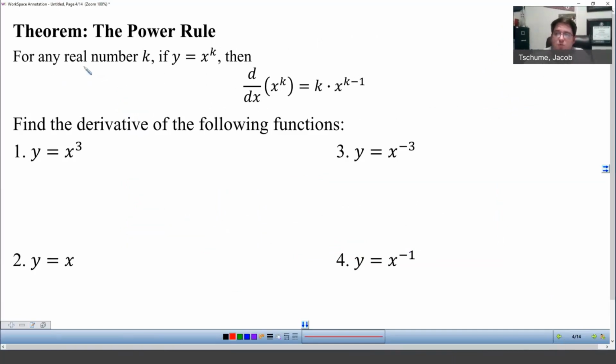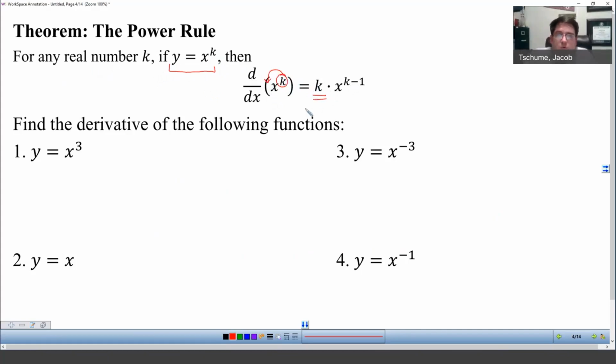It says for any real number k, if you have a function written as y equals x raised to the k, then you can take the derivative of this by doing the following rule. The derivative of x to the k tells us that we can take our power of k and bring it to the front. So that's where this k in the front is coming from. You bring the x over, and then you need to subtract 1 from the original power. So let me say that again.